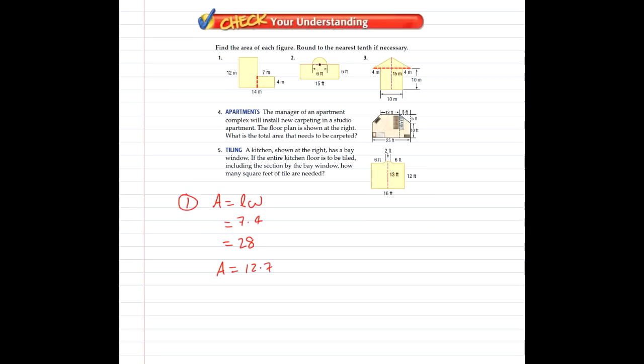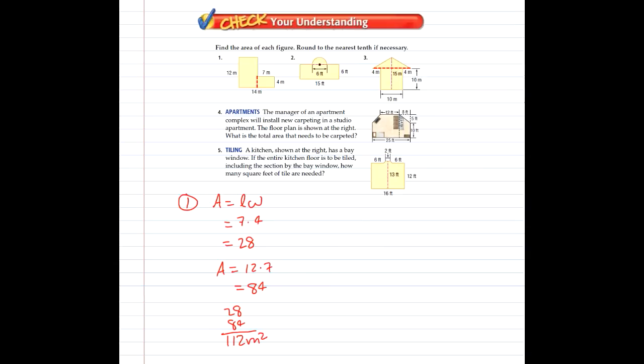That's this 12 here and half of this distance, which gives us an area there of 84. So 28 plus 84 gives us an area there of 112, and that's meters squared.